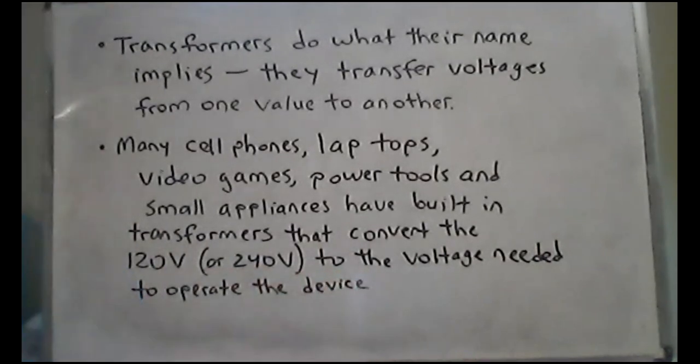All right. So again, that's what a transformer does. The device may not necessarily be able to be used at the voltage from the wall. Maybe it's designed to be used at a different voltage. So the transformer will transform to the voltage that is required for the particular device. We definitely depend on transformers for our power distribution system.